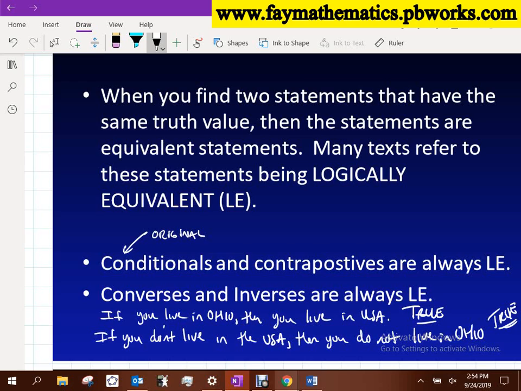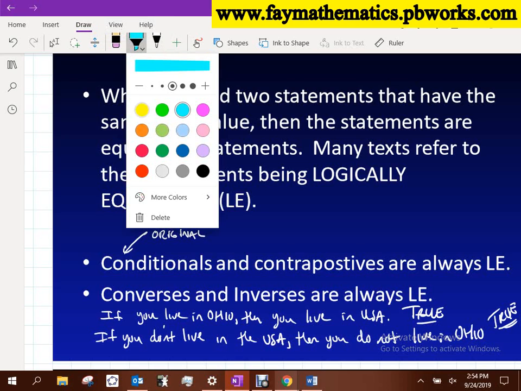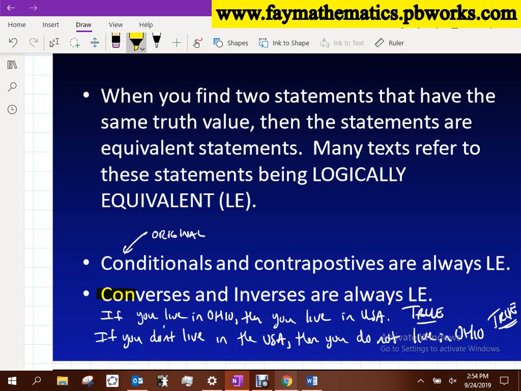Converses and inverses are also logically equivalent. Meaning that if a converse is true, I automatically know the inverse is true. If the converse is false, I automatically know the inverse is false. The way I remember which ones pair up is that those two have the word verses in them, so they get stuck together, they are logically equivalent. Then by default, the other two, conditional and contrapositive, must also be logically equivalent.